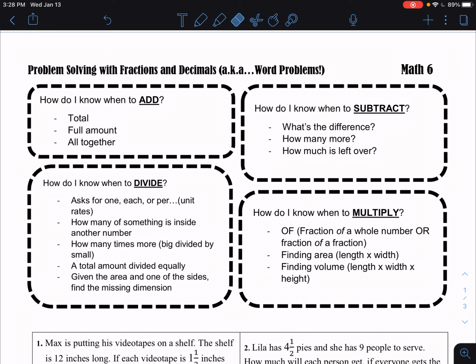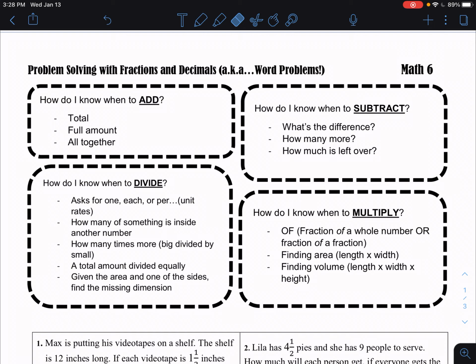How many times more? So if I have a big quantity and I want to know how many times bigger that thing is than something else, I'm going to do big divided by small. If I have a total amount divided equally, the definition of division is to share something equally or to share in equal groups. So if I'm sharing something, I'm going to divide. And then if you're given the area and one of the sides, or one of the dimensions, you can find the other dimension using division.